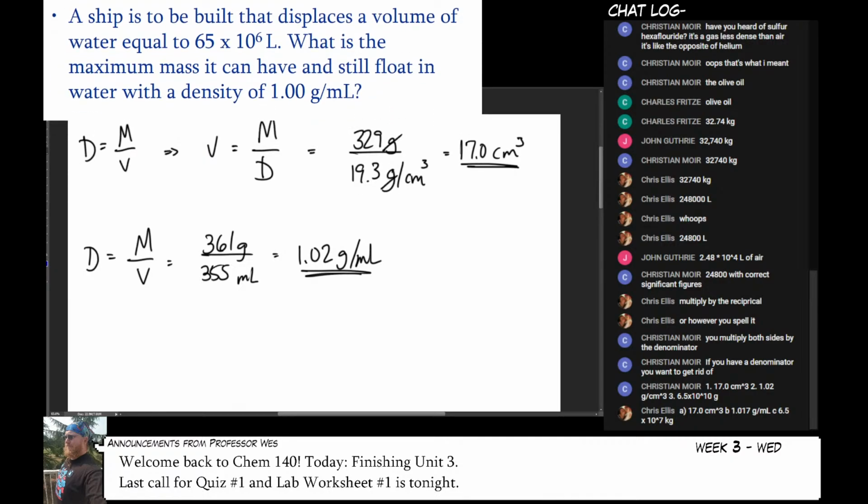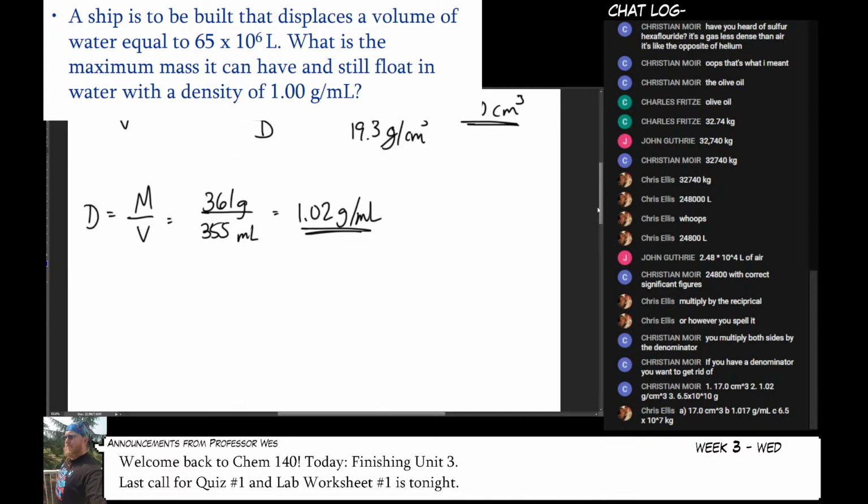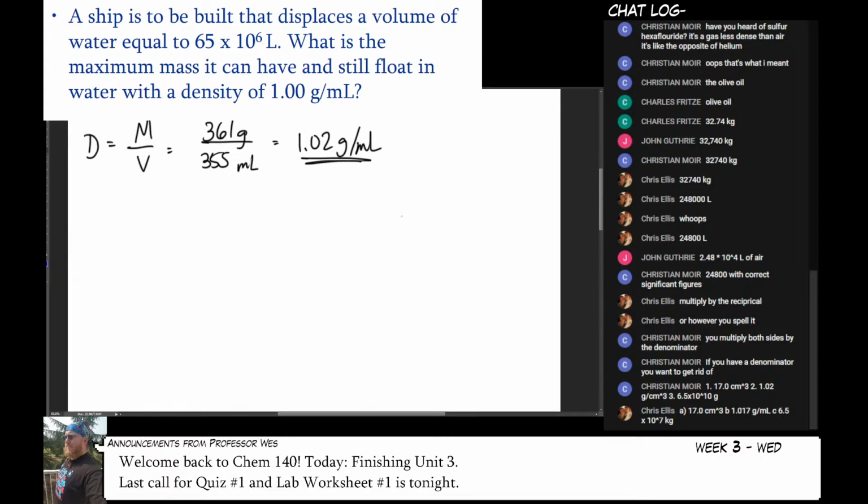All right, and then finally, here's a boat that I want to make. I want to displace this much water. What's the maximum mass that I can put on the boat so that it will still float in water with density 1 gram per milliliter? So this is a little bit about boats and how shipbuilding works. If you have a boat, so here's my boat. It's the side view, so there's the mast. There you go, something like that.